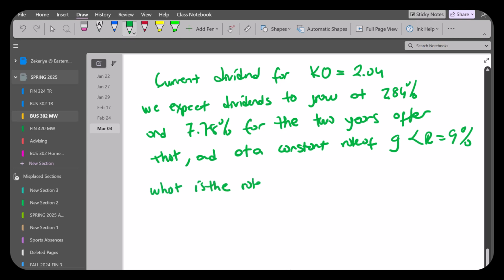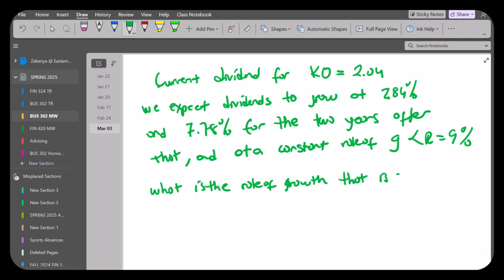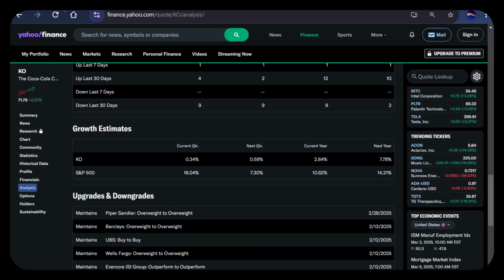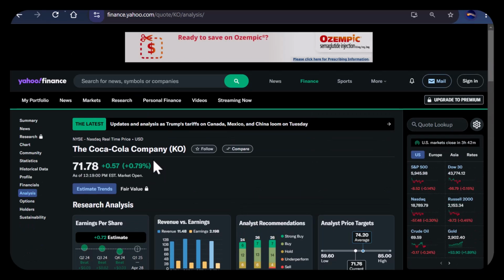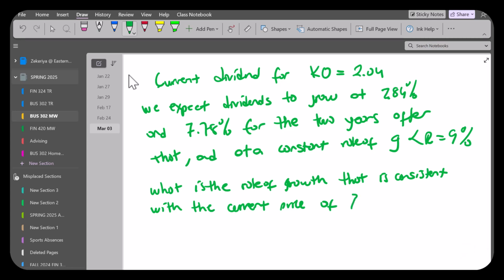What is the rate of growth that is consistent with the current price of 71.78? So in this case, I know or I can compute what the dividends are going to be for the next 3 years.